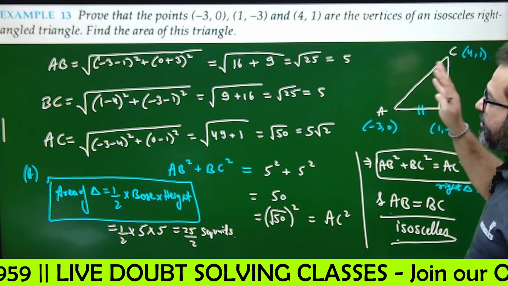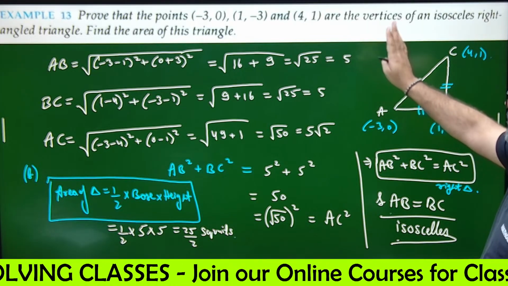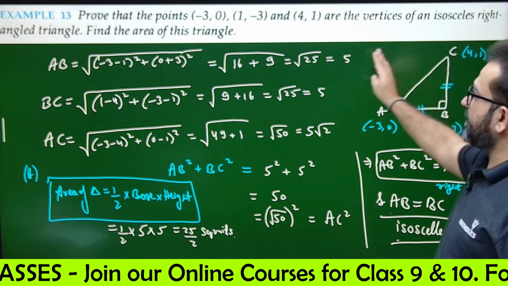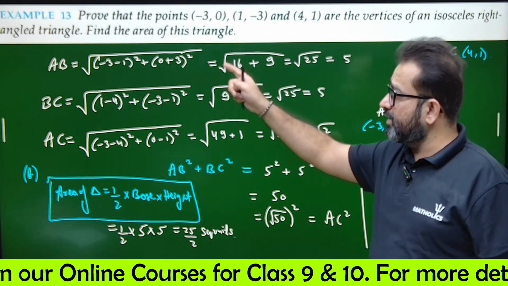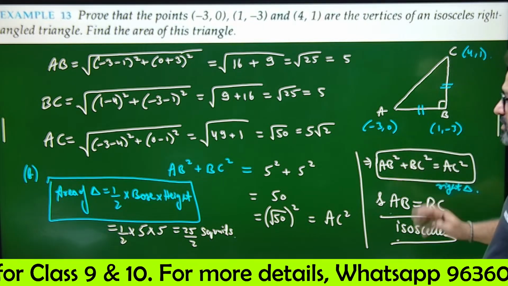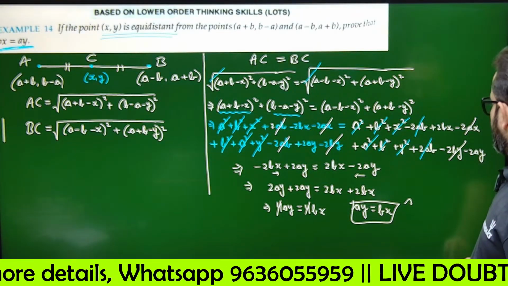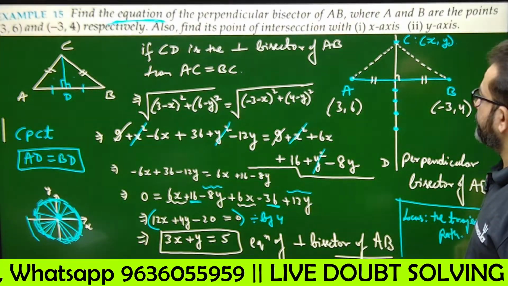Okay. Solve this. This is for practice. Prove that the points minus 3 comma 0, 1 comma minus 3, 4 comma 1 are the vertices of an isosceles right angled triangle. Find the area of this triangle. Half into base into height will be area. Solve this by yourself. Okay. I'll be doing section formula now. Not these questions.